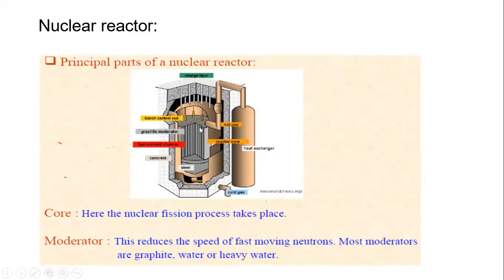This is the cross-sectional view of the nuclear reactor. These are all the control rods. Graphite is the moderator, and this is the nuclear fuel. This is the reactor core. Control rods control the fission process, and moderators are used to convert fast neutrons into slow neutrons.